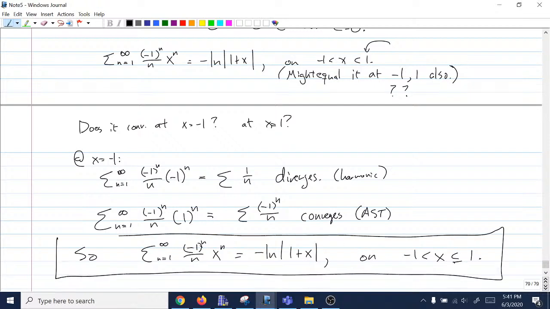Here's an example of us evaluating this series by taking a derivative and then integrating. We're integrating to undo the derivative. We took a derivative, we couldn't solve this version, but when we took a derivative we could, so we knew that this one was the integral of the derivative.